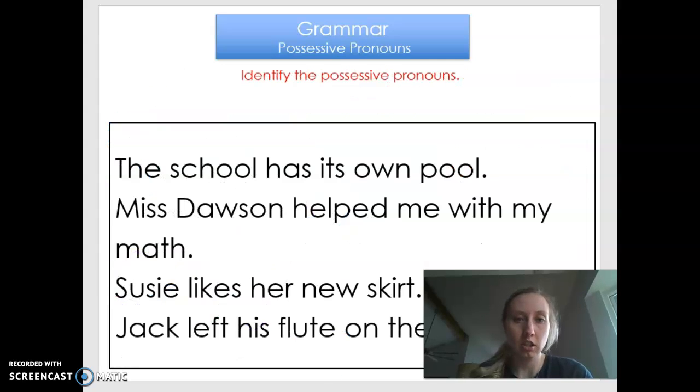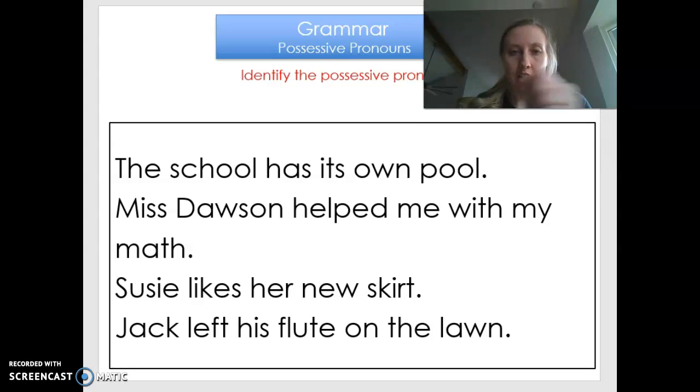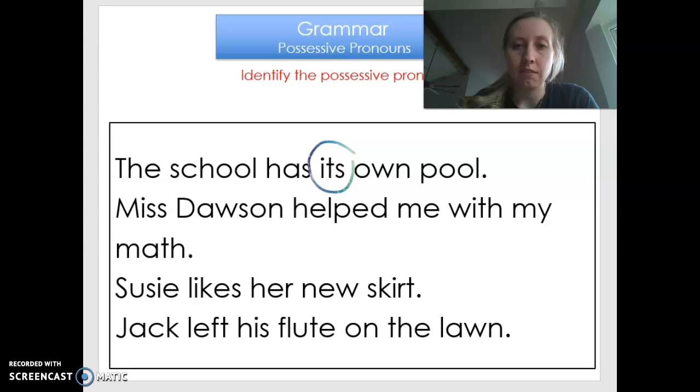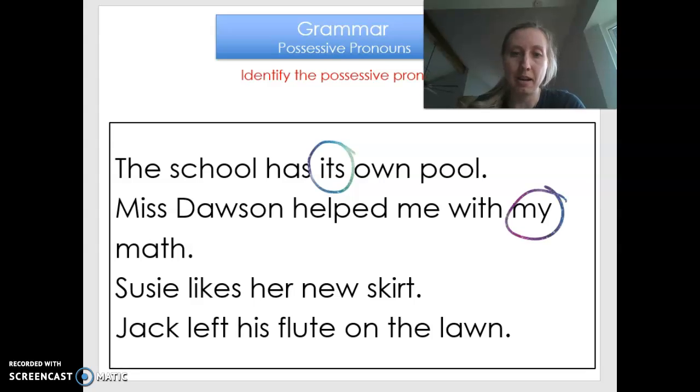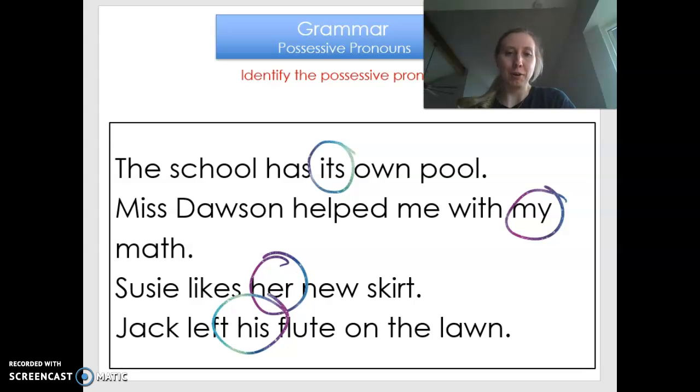It's our house. Okay, we're going to do this really quickly. The school has its own pool. It's the school's pool. Miss Dawson helped me with my math. Whose is it? It's my math. Susie likes her new skirt. It's her new skirt. Jack left his flute on the lawn. It's his flute. So there's a little introduction to possessive pronouns.